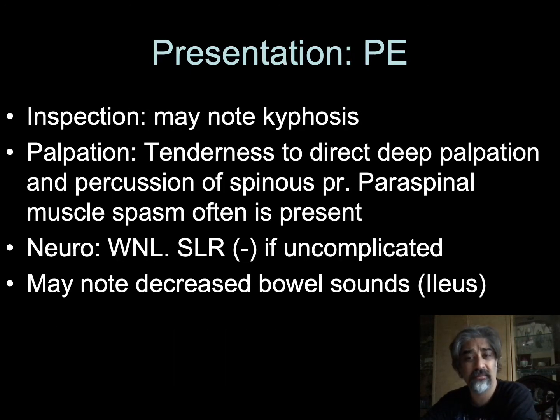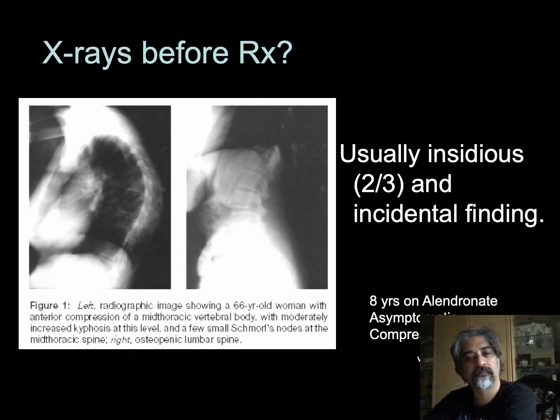On physical exam, you'll probably see tenderness directly over the area of the acute fracture, and an increased kyphosis could be noted. In cases of uncomplicated compression fractures, a straight leg raise should be negative and neuro exam should be normal. If they have an ileus, you might have decreased bowel sounds, and the spine is tender, and the paraspinal vertebral muscle spasms are often present as well.